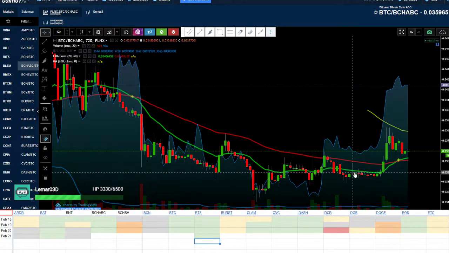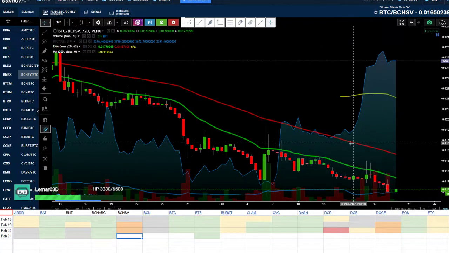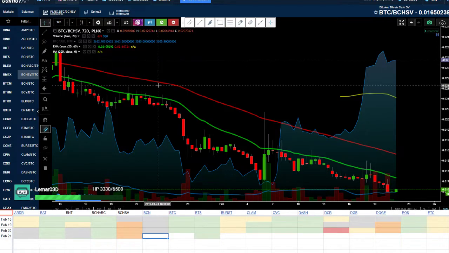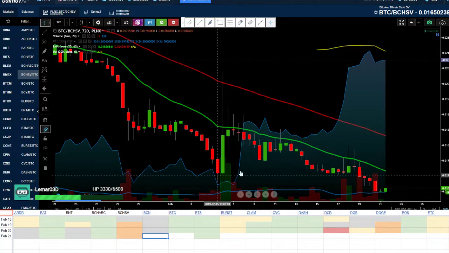Okay, this one did our bottom formation. We said it was a hold. It's still a hold. SV was a near fail. And it still looks terrible.